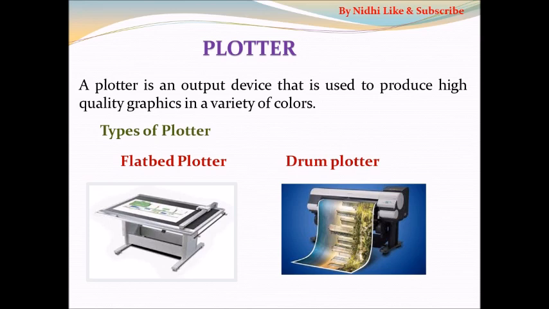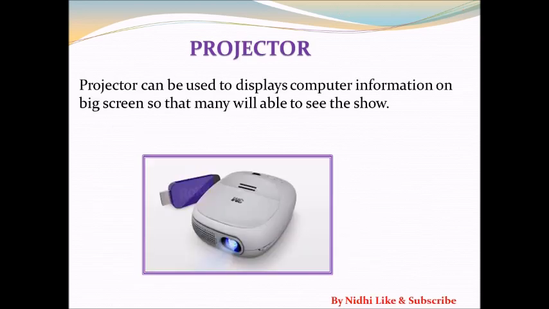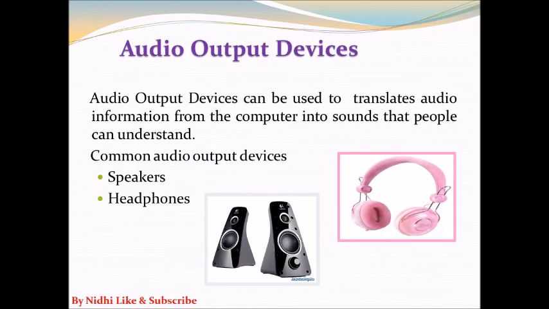Okay, next is the projector. A projector can be used to display computer information on a big screen to convey a message to a large audience, so that many will be able to see the show. Movie release teams, etc., also sometimes use projectors for their promotion. Okay. Next is the audio output device. An audio output device can be used to translate audio information from a computer into a sound that people can understand. Common audio output devices are speakers and headphones. You can see here the images of headphones and speakers.